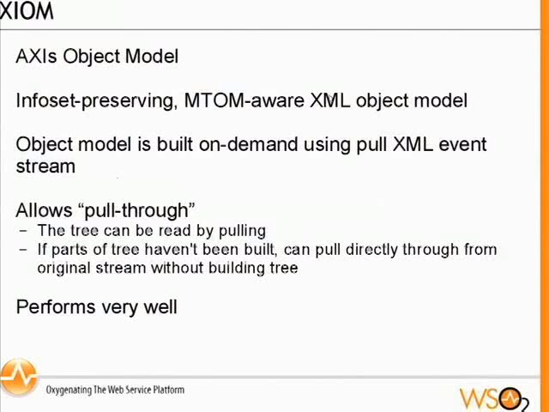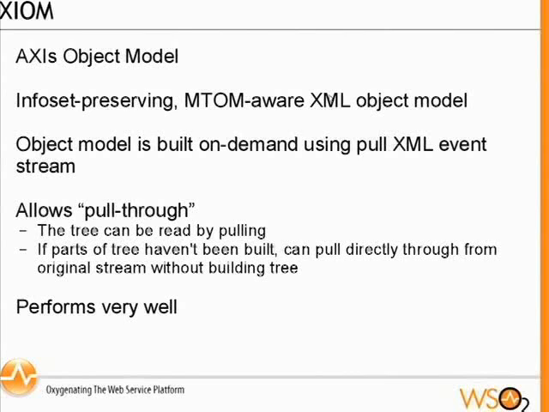The way it's built is using something called Axiom, the Axis Object Model. So what we do is the following. When a message comes in, everything is built using stacks. There's something called Streaming API for XML, which is a Java API, and there's a similar one we've written for C. So it's basically a pull API for reading XML.